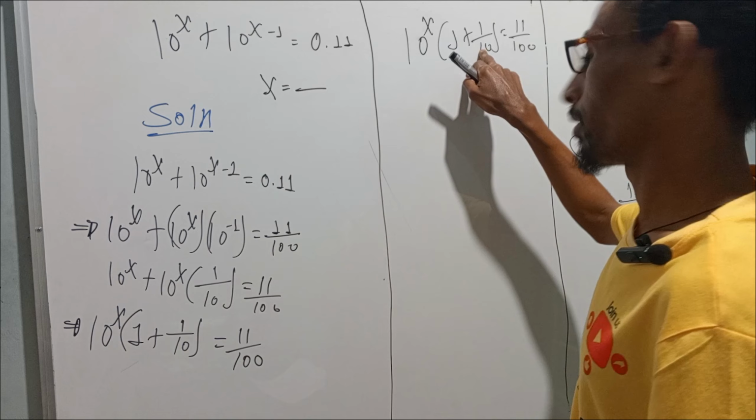Solution. From the given equation, we have 10 to the power of x plus 10 to the power of x minus 1, which is equal to 0.11. This equation can be rewritten as 10 to the power of x plus, but here we have 10 to the power of x minus 1. This is expressed as 10 to the power of x times 10 to the power of minus 1.